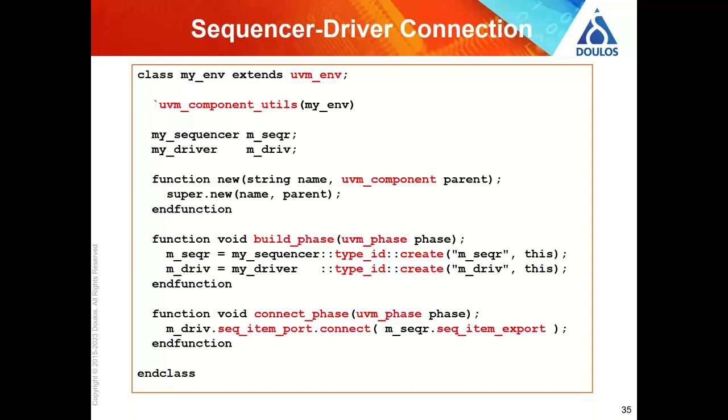As well as creating those components, we need to connect them. So we've overridden the connect phase function in the environment, and in this case we've got one statement. On the driver, we've got this seq item port. The items in red, in case you're wondering, are the predefined names, things that are already present in the UVM base classes. The connect function is going to connect the port on the driver to a corresponding export on the sequencer. TLM connections use what's known as ports and exports rather than just connecting two ports together, but we don't have time to go into the details of that here.